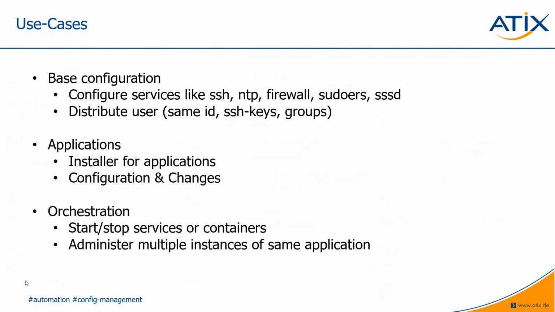And then there's the second part, which is I want to install applications and configure them, and I want to roll out changes. And then there's a third one, I want to orchestrate applications. And orchestration means I want to start or stop certain services. This can also be used to start or stop containers on certain Docker hosts. And this means I could also use it to administer multiple instances of the same application running on the same host or on different hosts. But they always have the same configuration mechanism, like several Java instances or several Docker containers.